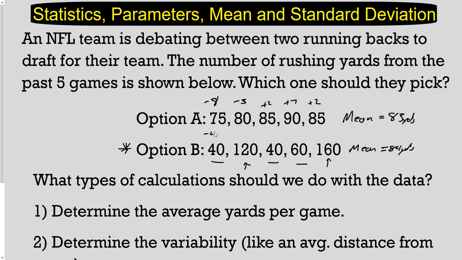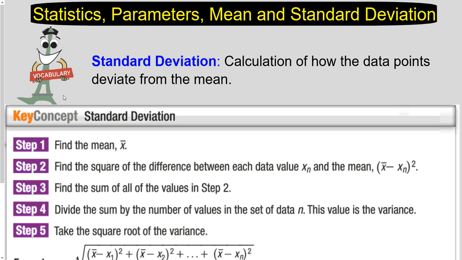This guy's minus 44, plus 36, minus 44, minus 24, and plus 76. So he's all over the place. So we might take into account the consistency. And we have a method in statistics for calculating more or less what you might describe as consistency. And it's called standard deviation. It's a calculation of how the data deviates from the mean. So mean meaning the average, right?